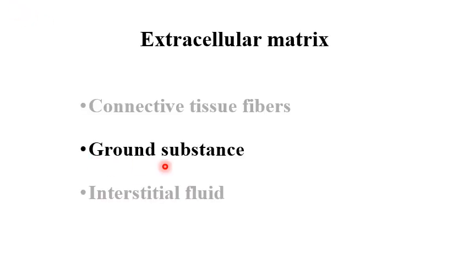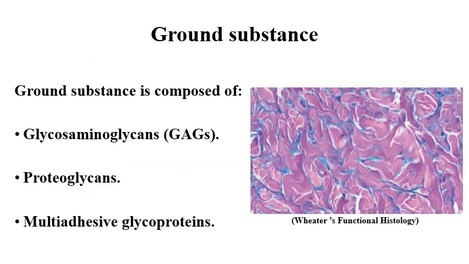In the next few slides, I'm going to talk about the ground substance of connective tissue. The ground substance of the extracellular matrix is a highly hydrated, transparent, complex mixture of macromolecules. It's principally made of 3 macromolecules. These are glycosaminoglycans or GAGs, proteoglycans, and multiadhesive glycoproteins. It fills the spaces between cells and fibers in connective tissue. Because it is viscous, it acts as both a lubricant and a barrier to the penetration of invaders.